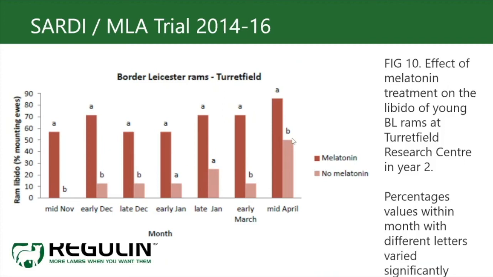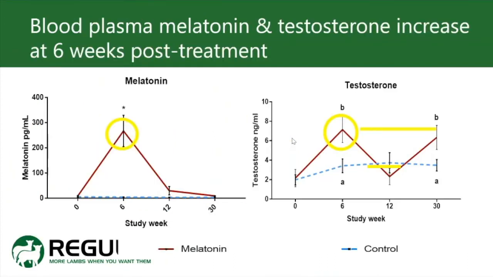That stayed high in early December, late December, January, February. In fact, it stayed higher than the unimplanted rams all the way through the early part of the joining season and the late part of the joining season. So this was a really big deal, all right? In young, inexperienced Border Leicesters, the difference was really high.